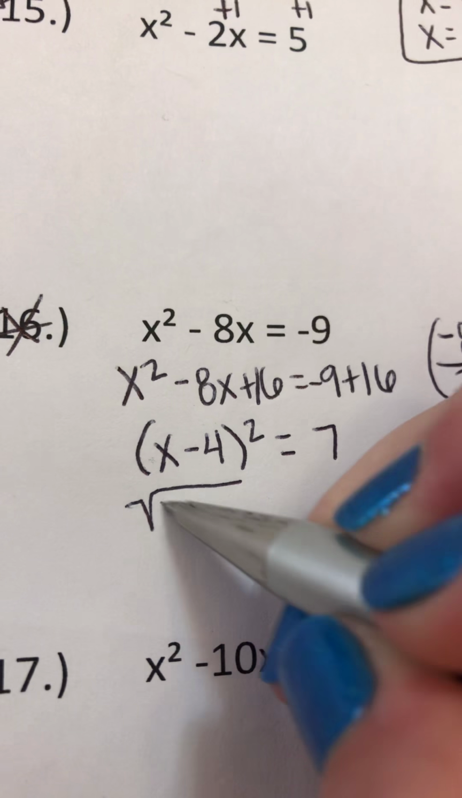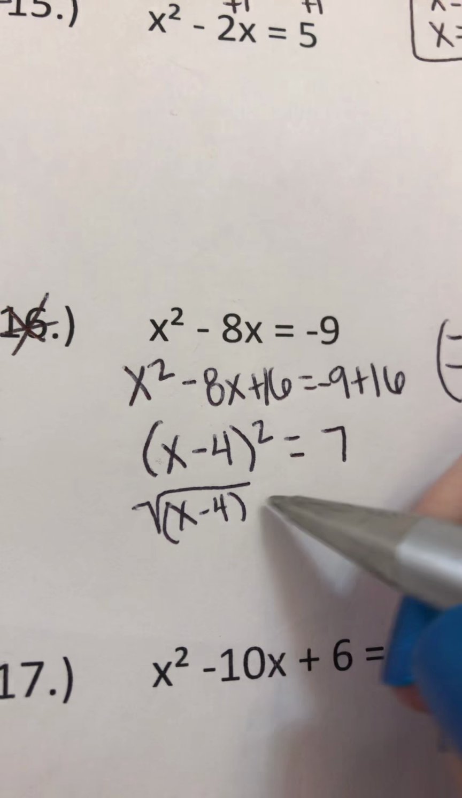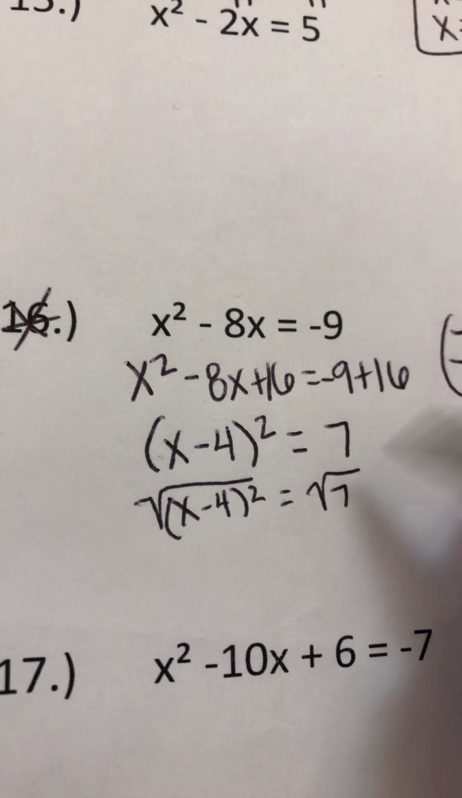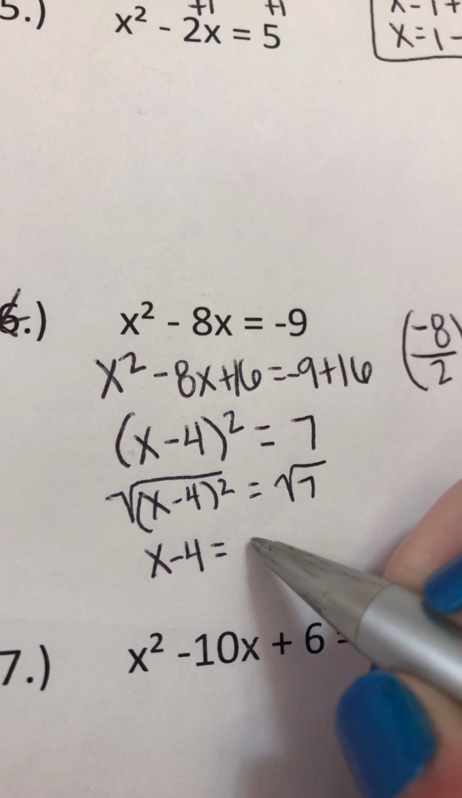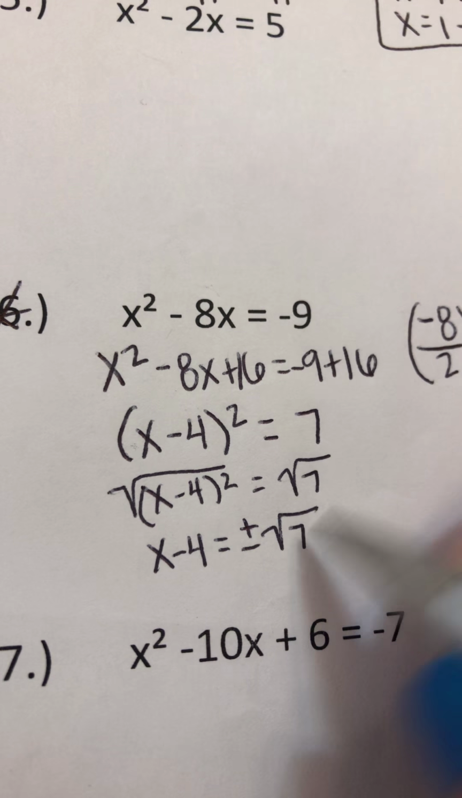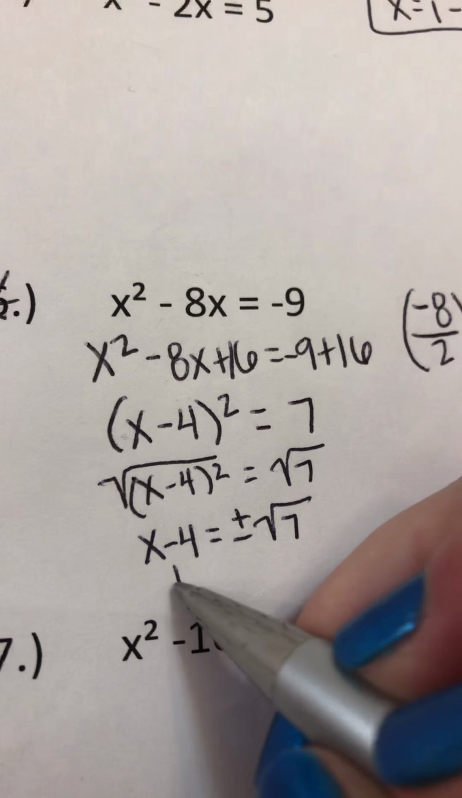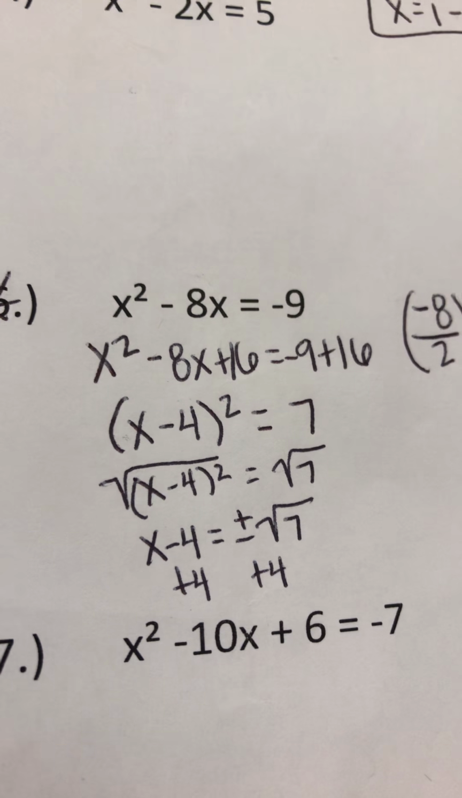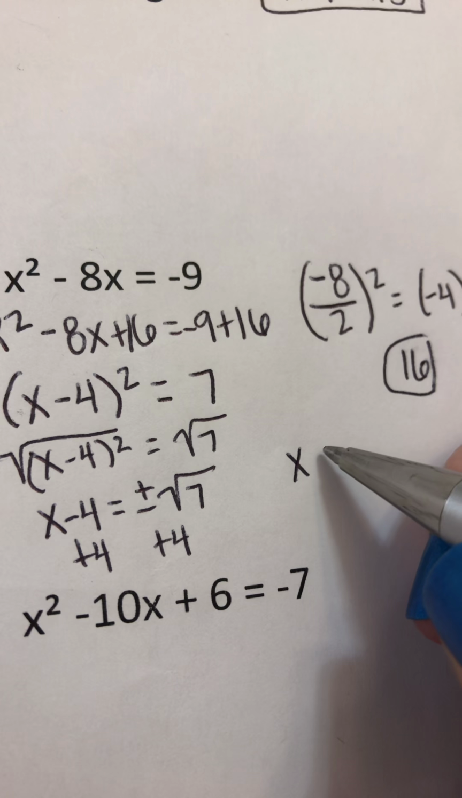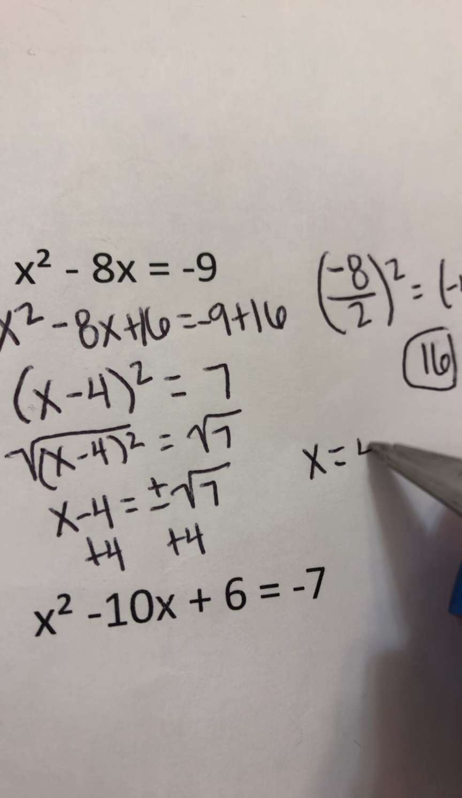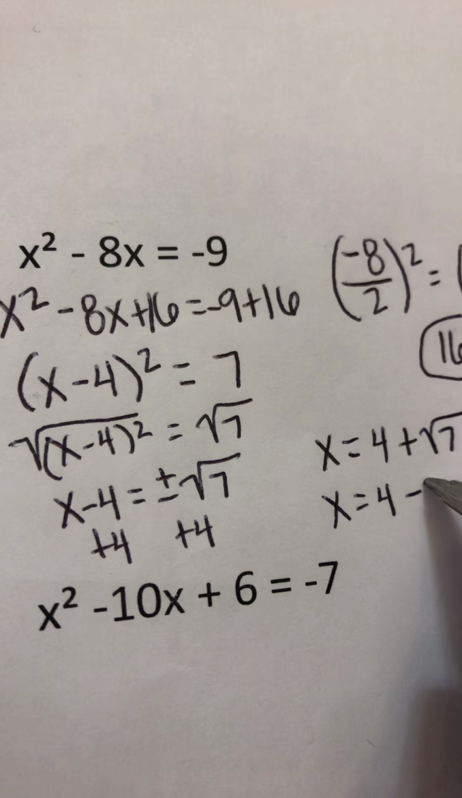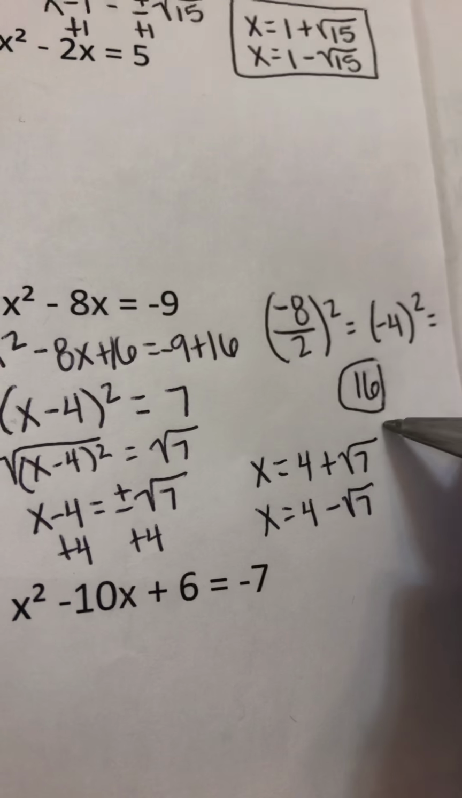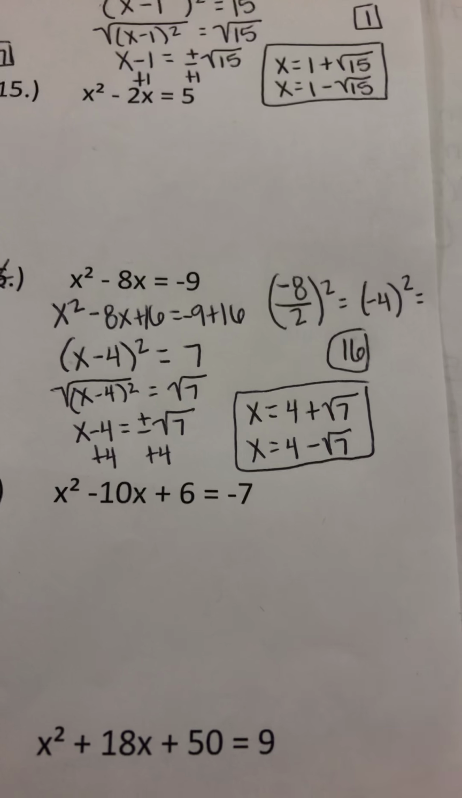Take the square root. And I'm left with x minus 4 equals positive negative square root of 7. Add 4 to both sides. So that gives me x equals 4 plus square root of 7, x equals 4 minus square root of 7. And that's number 16.